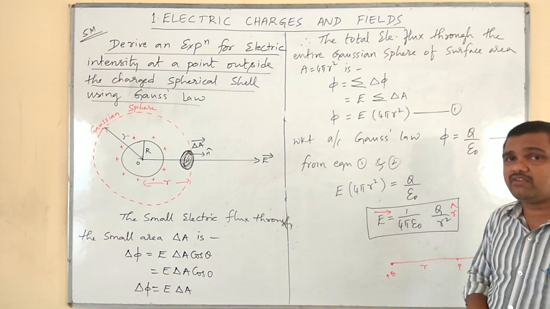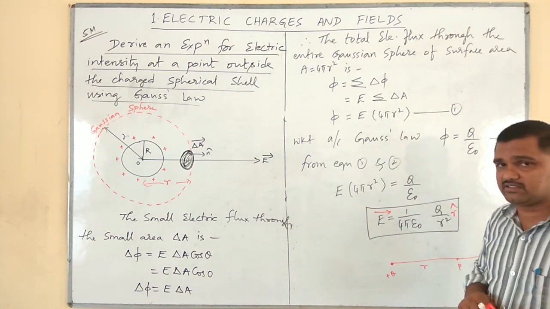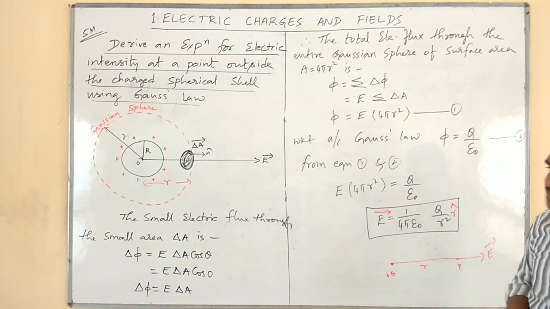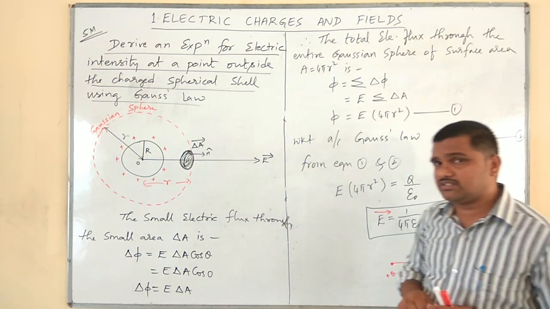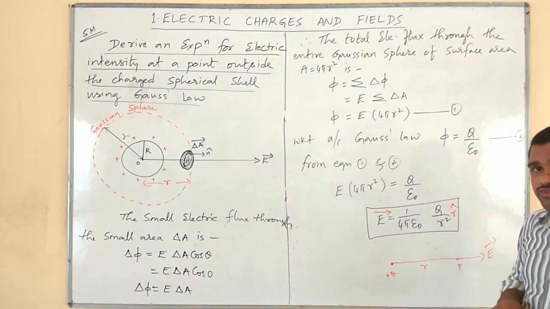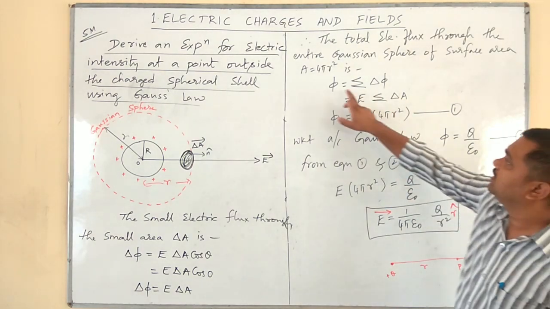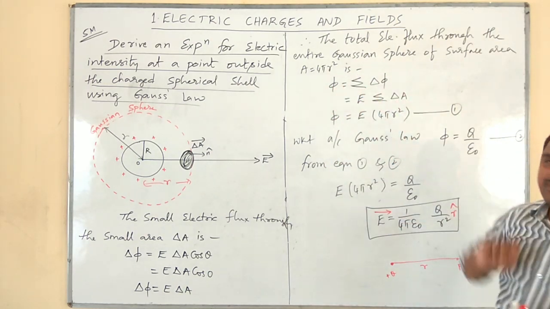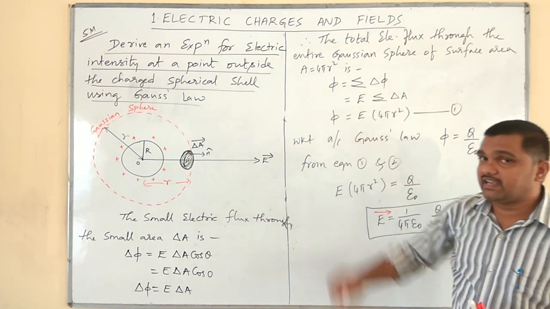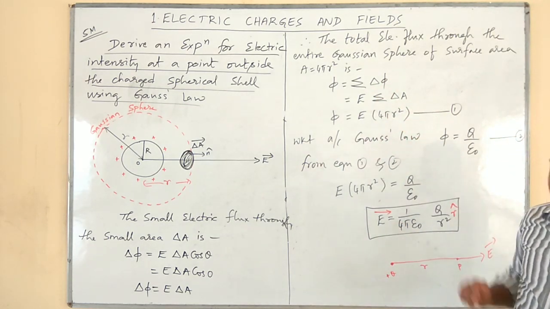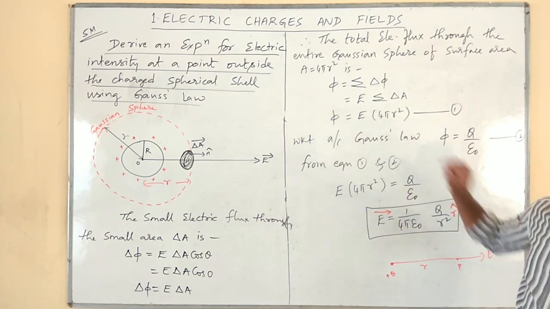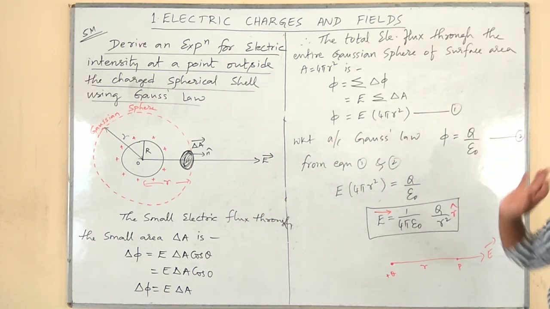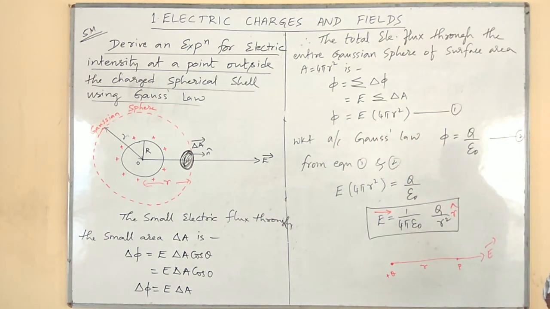Next, actually we wanted the total electrical flux, right? Therefore, the total electrical flux through the entire Gaussian sphere of surface area. What is the surface area of a sphere? That is 4 pi r square, small r square. So A is equal to 4 pi r square, and phi is equal to summation of delta phi. I will take E outside and summation of delta A gives us A. The value of A is 4 pi r square. Therefore, phi is equal to E into 4 pi r square. That is equation number 1.